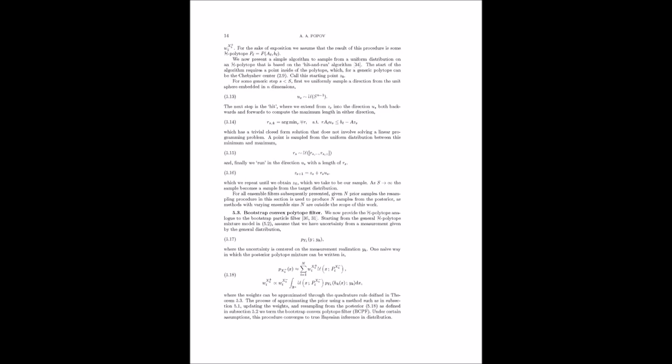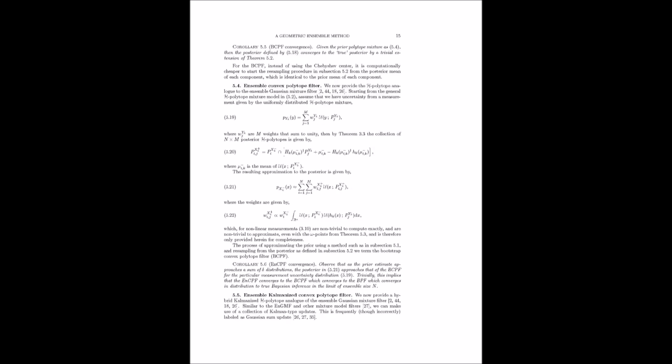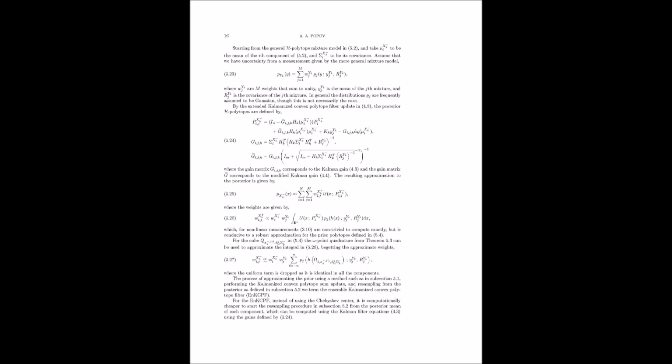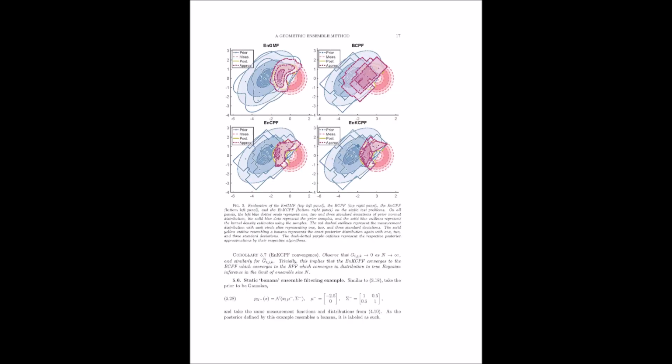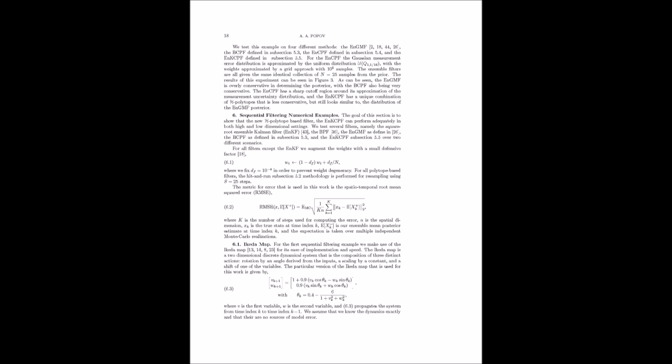Now we can get into the convex polytope filter, or a CPF. They start this section out by saying they're going to reformulate classical linear filtering in terms of uniform distributions on H polytopes. So we've got this linear measurement model: Y sub k equals H sub k x sub k plus eta sub k. Y sub k is our measurement at time k, X sub k is the true state, H sub k is our measurement operator, and eta sub k is the measurement noise.